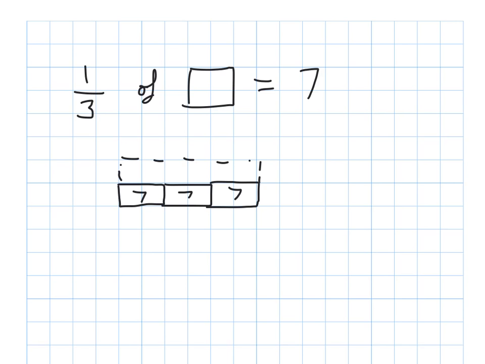So you should be able to see now that 7 add 7 add 7 would make 21. So our answer is 1/3 of 21 is 7, and we can check that by finding a third of 21, and to find a third of 21 we divide 21 by 3. How many 3s are in 21? We should know our times tables. The answer is 7. So 1/3 of 21 is 7. 1/3 of our missing number then, and our missing number was 21.